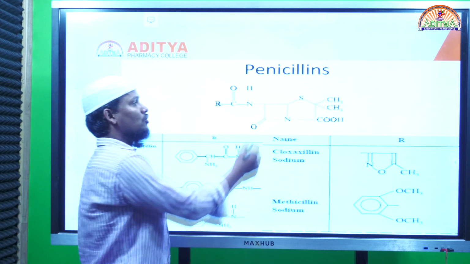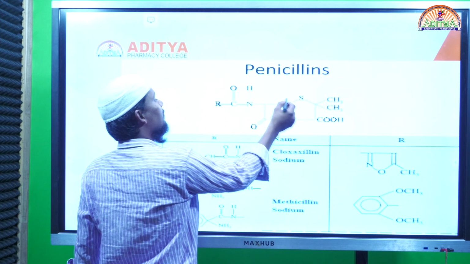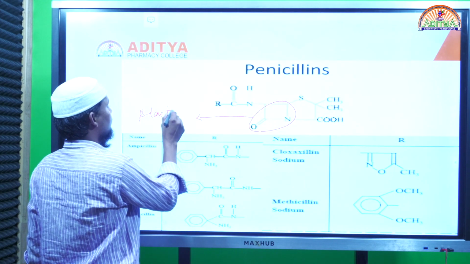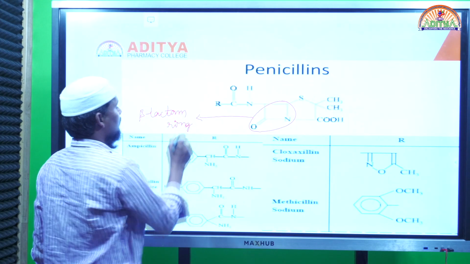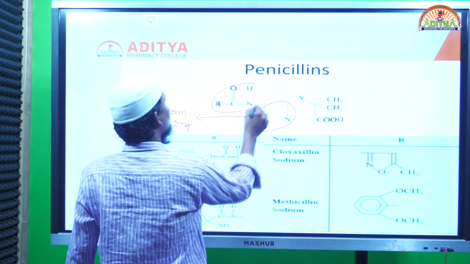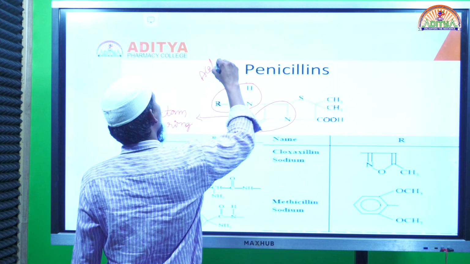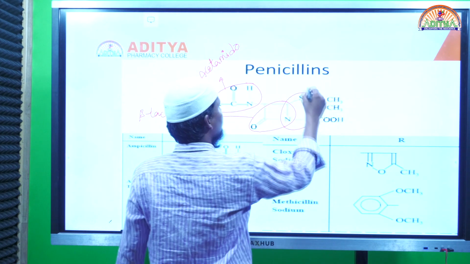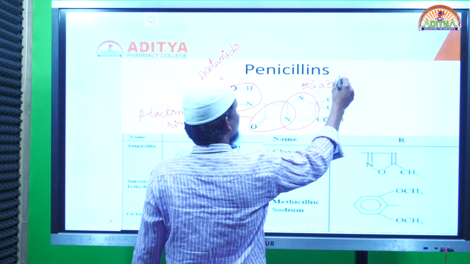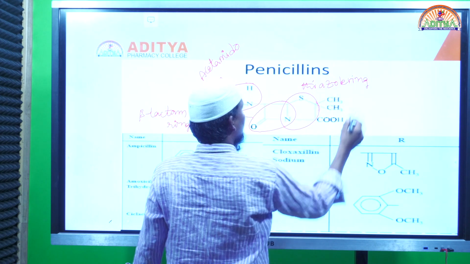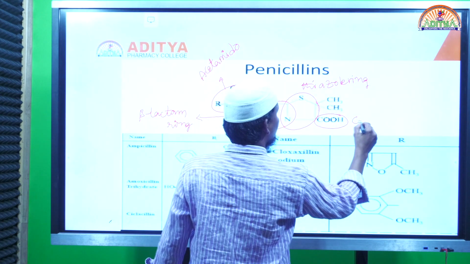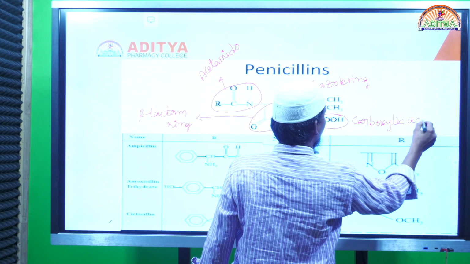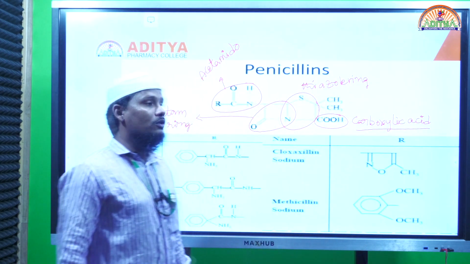Now this is the general structure of a penicillin. Penicillin contains mainly a 5-membered beta-lactam ring, an acetamido functional group, a thiazole ring and a carboxylic acid functional group. So this is the general structure of penicillin.